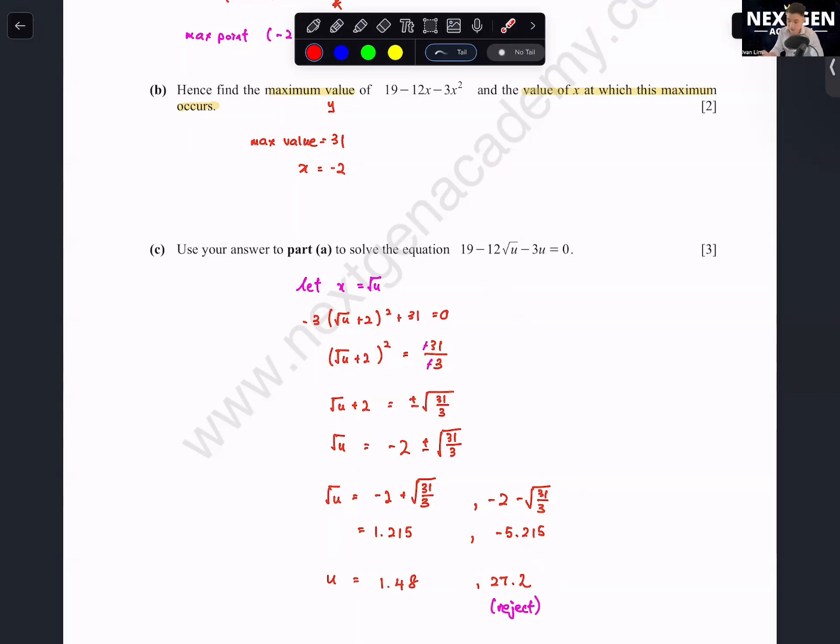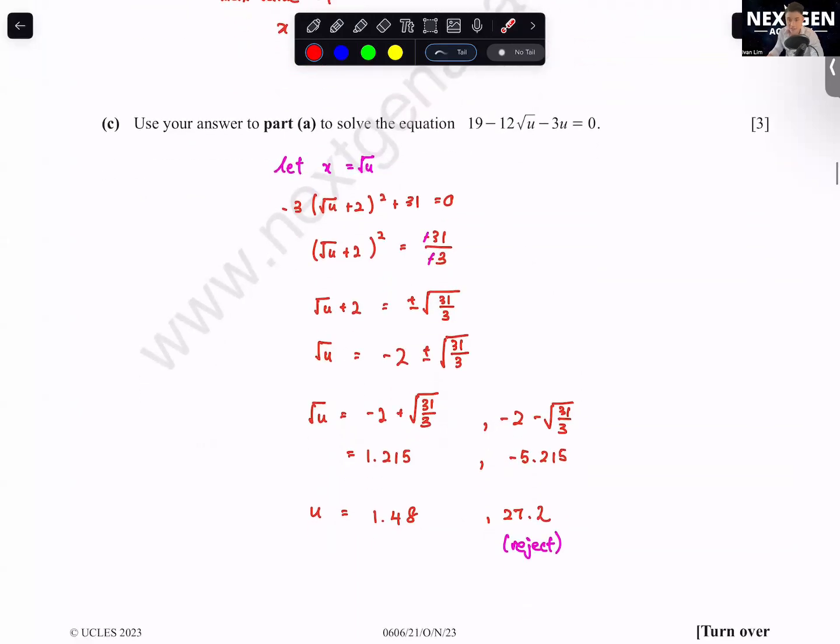In short, when you see this kind of question, you just reject the negative value. Or you can try putting it back into the equation to see whether it works or not. 19 minus 12 square root 27.2 minus 3 times 27.2. Does it work? And 19 minus 12 square root 1.48 minus 3 times 1.48. The value is quite big, right?